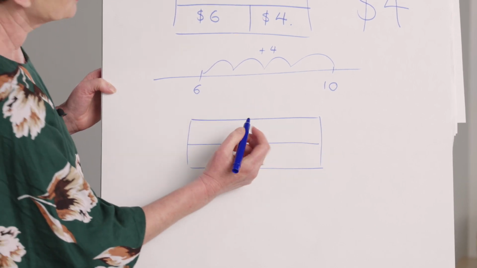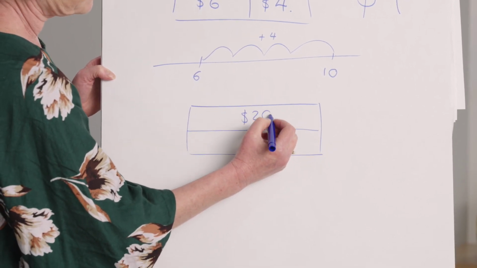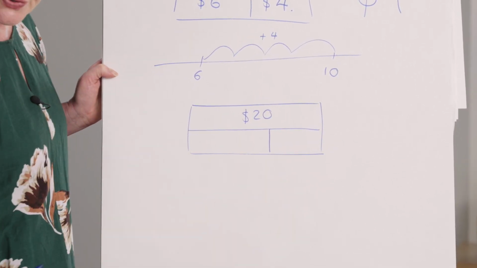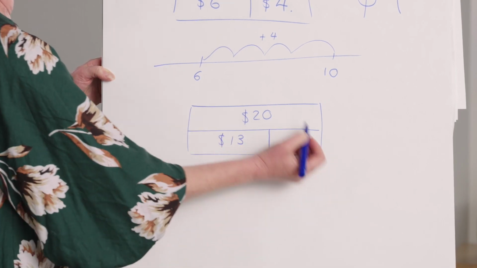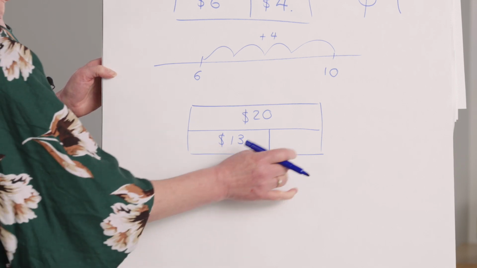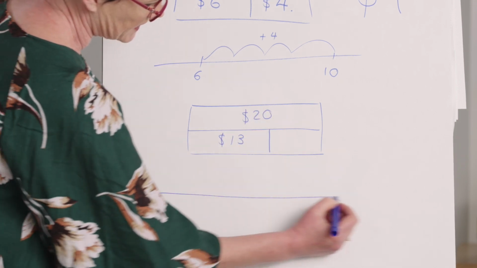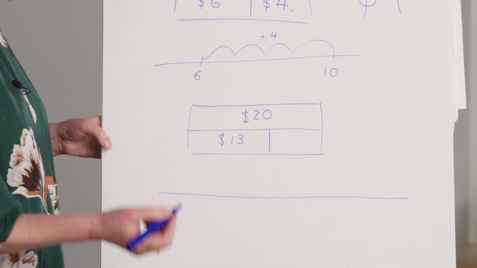What's the whole? $20. How much does the book cost? $13. What is the other part? Part, whole, or what is the difference? Let's try the add-on strategy.